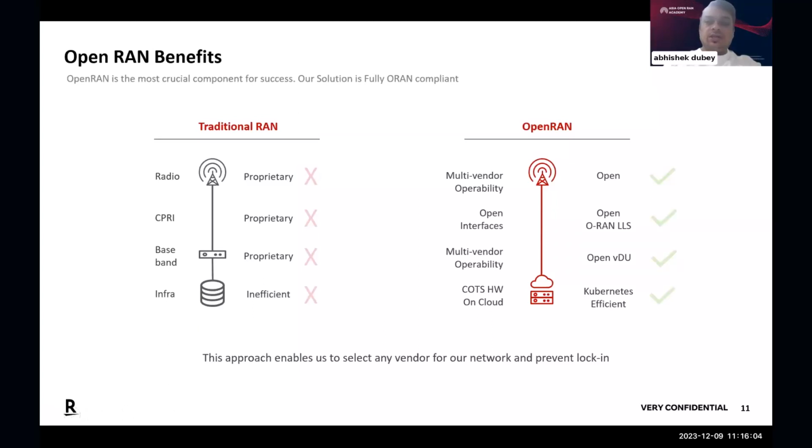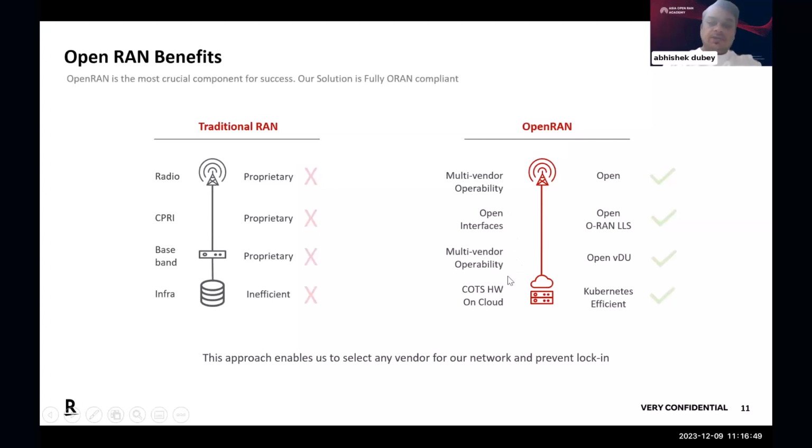So that is traditional RAN, and for Open RAN, first of all, we are using any third-party radios which are O-RAN compliant. So we have multi-vendor interoperability with Open RAN. The fronthaul interface from radio to baseband is eCPRI, which we are using. It's an open interface. Okay, it allows us to integrate any radios or any baseband vendor to operate for a customer.